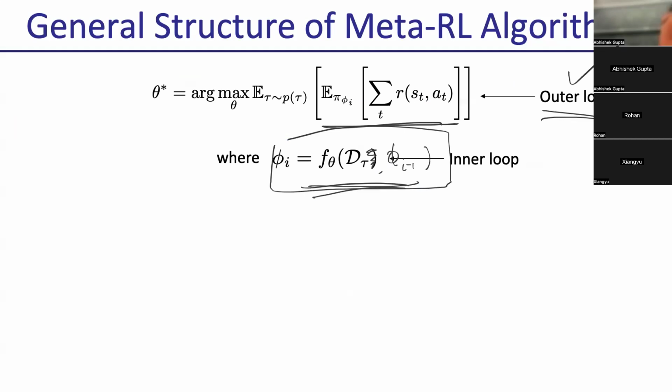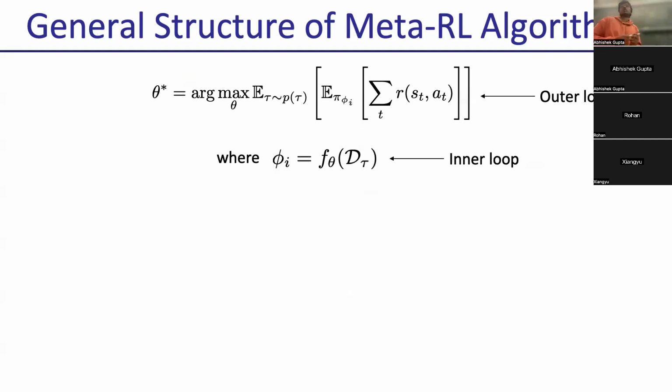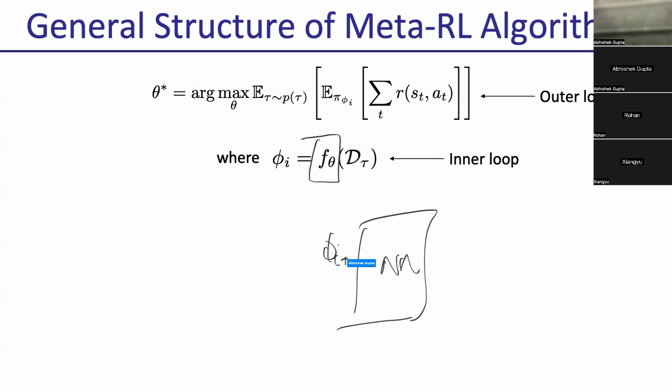For the inner loop, do you have to use an RL objective? The inner loop doesn't have to do RL. There are some inner loops that do RL and you tweak some parameters. You could also parameterize this as a big neural net that takes in phi I minus 1 and some data, and outputs phi I.